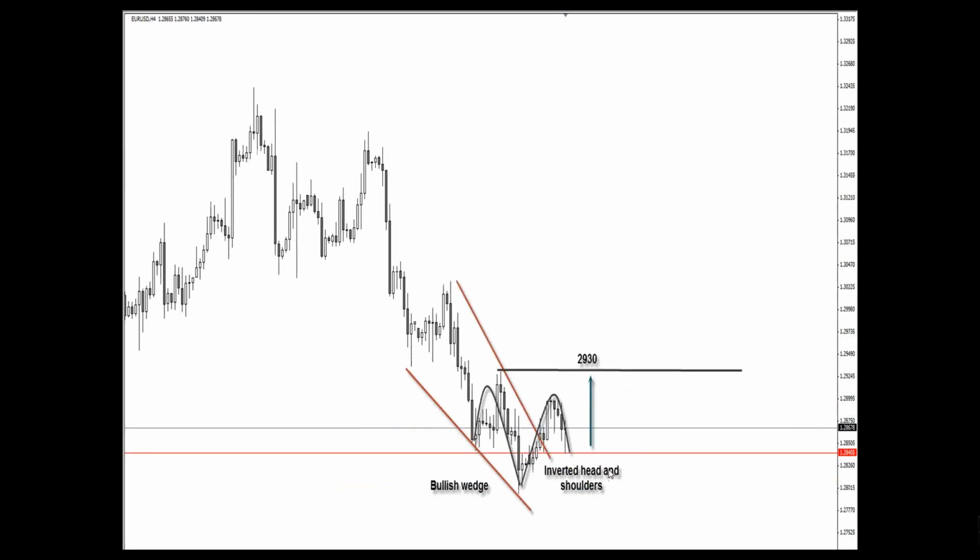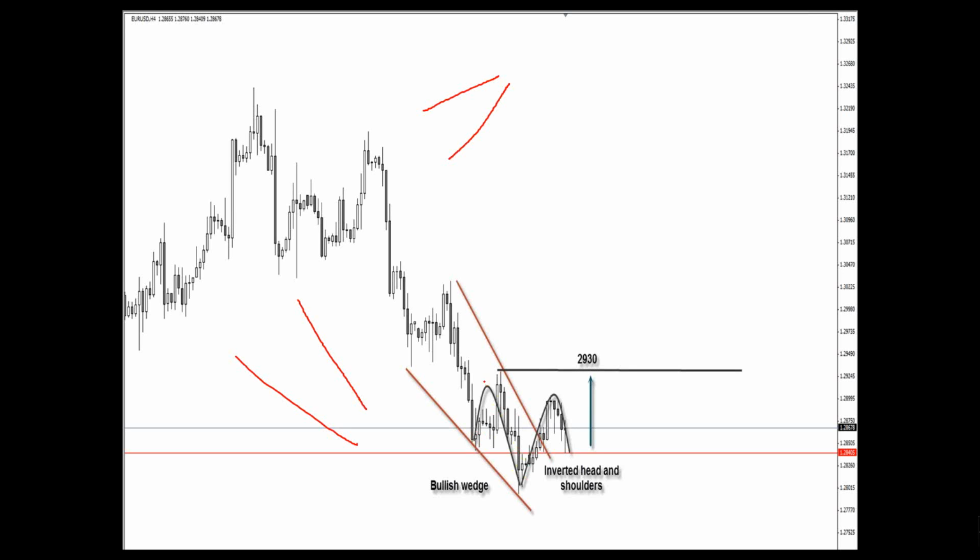Also, we have inverted head and shoulders in a bullish wedge. You see, we have a bullish wedge. We saw a bearish wedge, and now this is a bullish wedge. You see how the price has formed a wedge, and then we see inverted head and shoulders. It's a double confirmation.